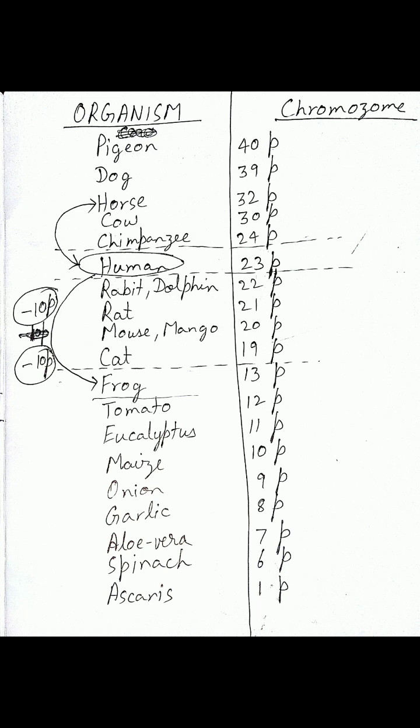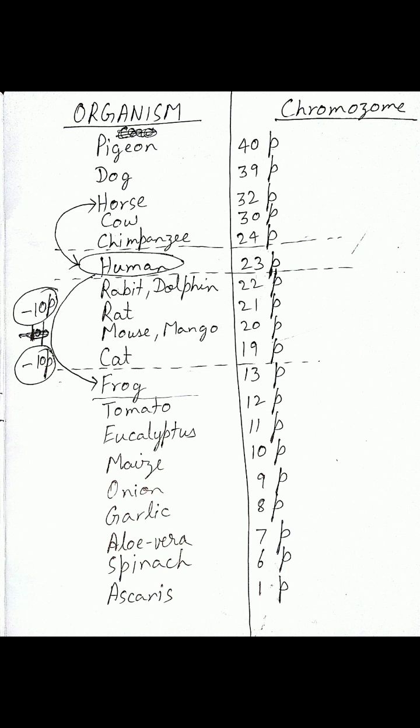We are not talking about sugarcane over here. But maize has 10 pair of chromosomes. Then moving down, we have discussed maize. Maize is a crop. Another staple crop is onion. Onion has 9 pair of chromosomes.